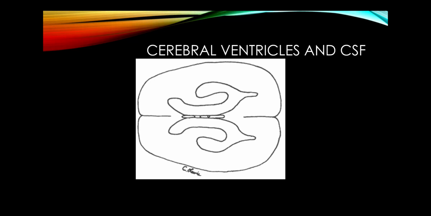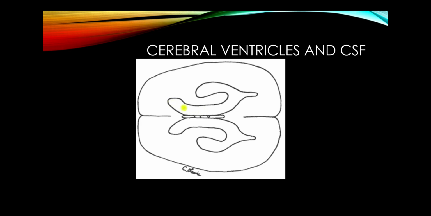So now we'll talk about the cerebral ventricles, and we'll say a bit more about cerebrospinal fluid. This is a drawing looking on top of the brain, so we can imagine how the ventricles are represented. We're looking at the lateral ventricles here. We have a large central body of the lateral ventricle, and then portions that project into different lobes of the brain.